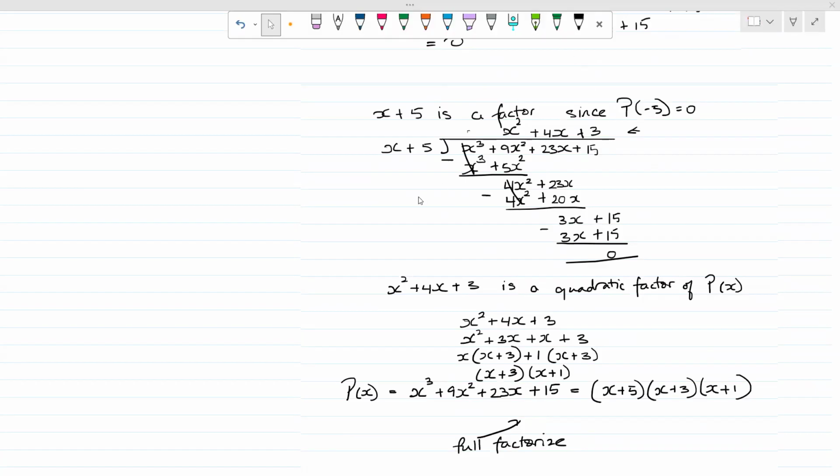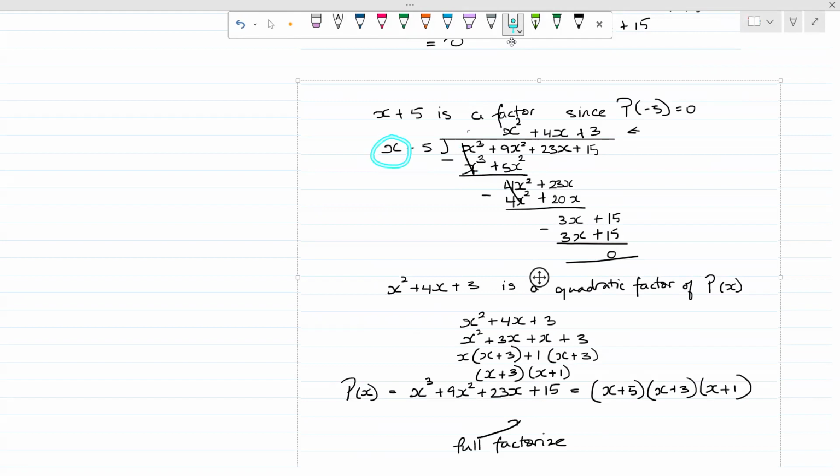So when I divide throughout here, x into x cubed is going to give me x squared, by x is going to give me x to the power of 3. Then I'm going to multiply this x squared by 5 here, and I'm going to get 5x squared. We're subtracting on this side here. X cubed minus x cubed will give me 0. So just slash that out. 9x squared minus 5x squared is going to give me 4x squared.